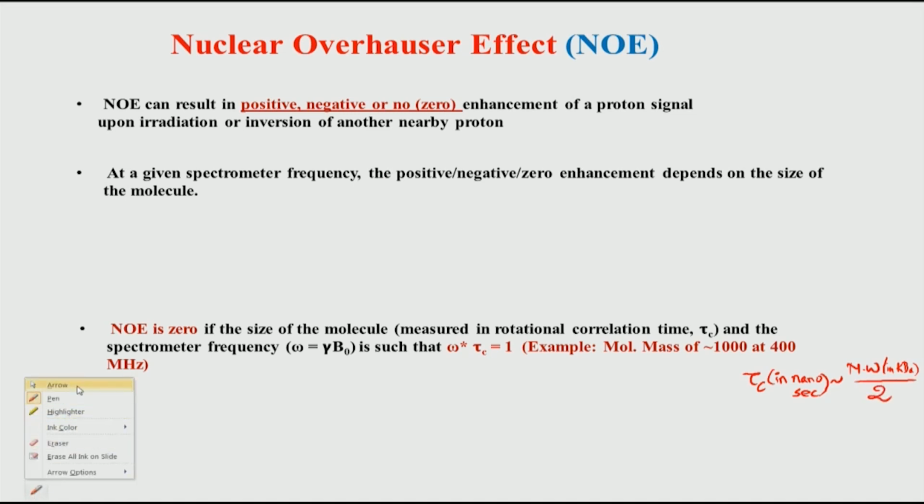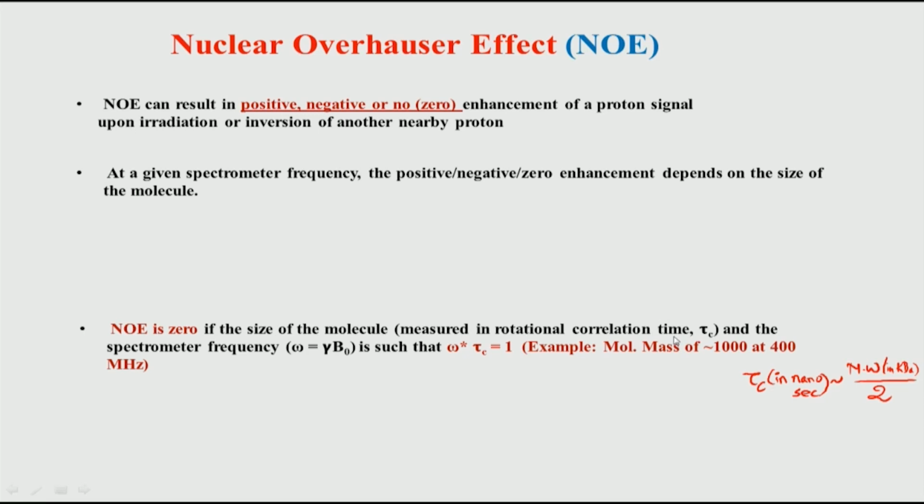So, let us look at this formula more carefully. This is a rough estimation of tau c, using the molecular weight in kilodaltons. For example, if you take a molecule which is 1000, that is equal to 1 kilodalton, 1 kD. So, 1 will come here, and 1 divided by 2 is 0.5. So, the tau c of that molecule will be 0.5 nanoseconds.